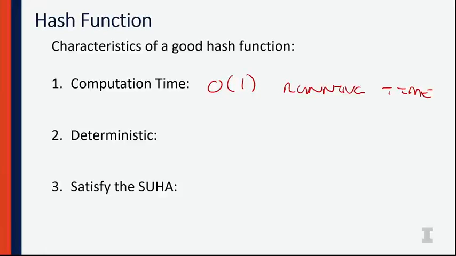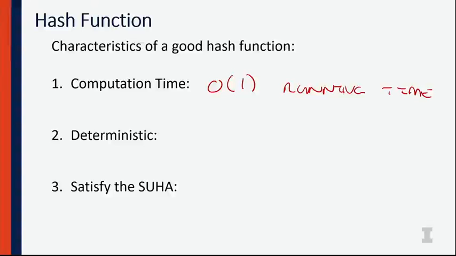The third requirement is the hardest requirement to ensure is true. And this requirement is called the simple uniform hashing assumption, or SUHA. The simple uniform hashing assumption says that the result of our hash algorithm must be uniform across the entire key space.